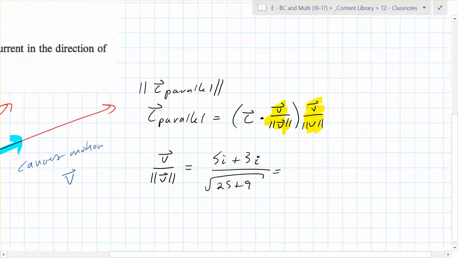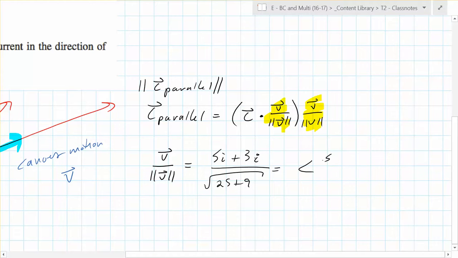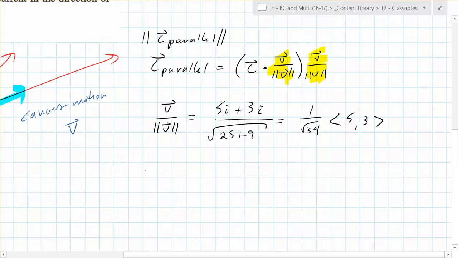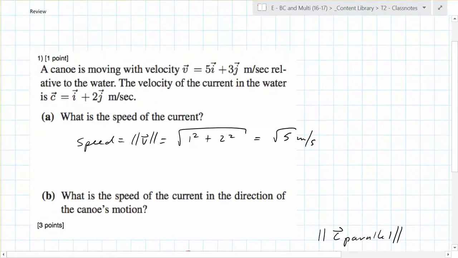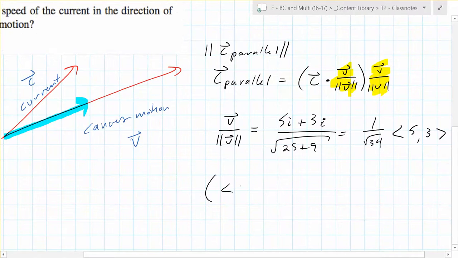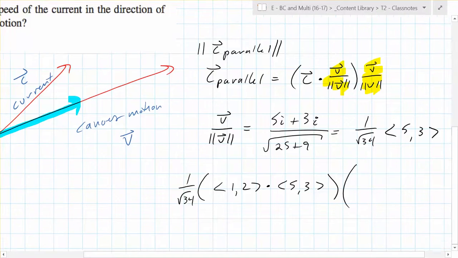Yeah. So this vector is going to be 5, and you can pull this out to the outside if you want. It can be 1 over root 34 times what? 5, 3, right? So what are you doing now? You're doing C. What is C? Can you remember? It's 1, 2, right? So you're doing 1, 2 dot what? 1 over root 34, 5, 3, right? Do you see where that's coming from, everybody? And then it's in what direction? What direction is it in?